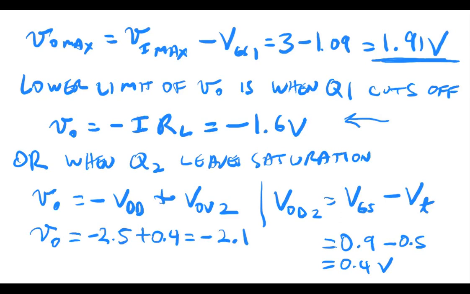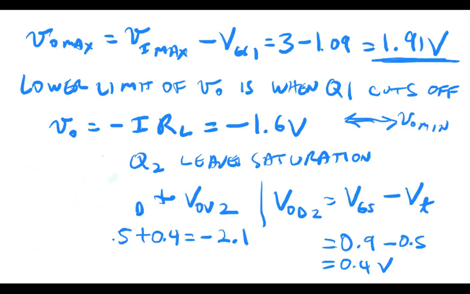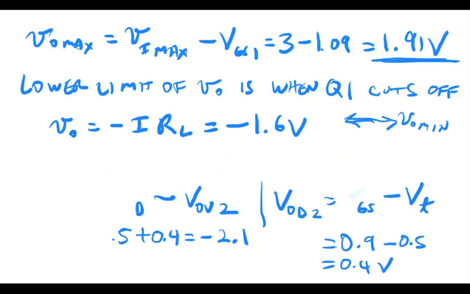Okay. So since this one happens first, this one becomes VO min. Okay. And if I can erase all of this because that's not going to happen really. But we need to check whichever happens first.